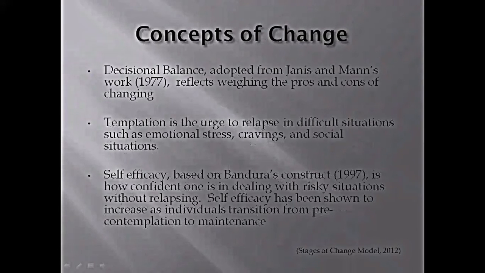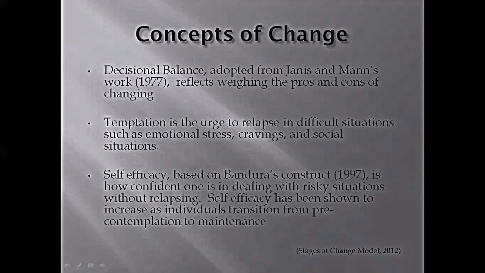In order to begin making a change in one's behavior, a decisional balance must be made. A decisional balance, which was adopted from Janis and Mann's work in 1977, is when an individual weighs the pros and cons of changing and makes a decision whether or not to change a behavior. After a decision to change a behavior is made, an individual will work their way through the stages of change by means of the process of change.